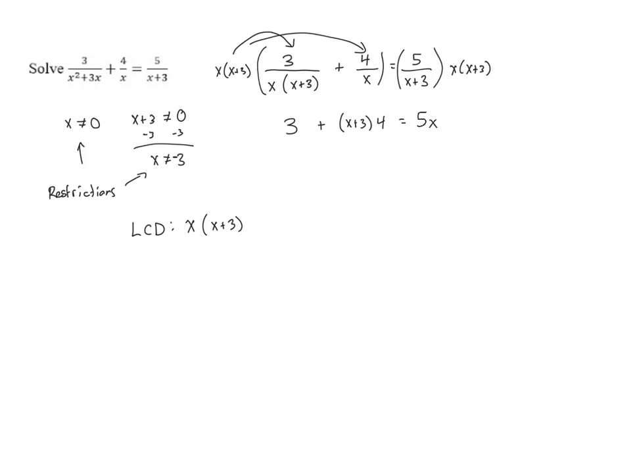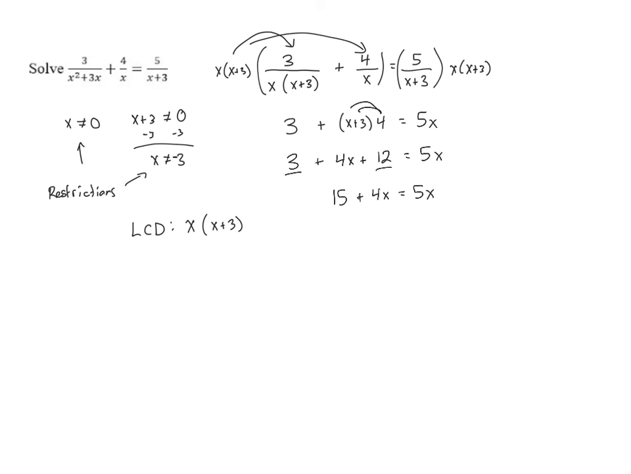We can distribute that 4 on the left-hand side. So we've got the 3 out front. 4 times x is 4x, plus 4 times 3 is 12. And then on the right, we have 5x. We can combine like terms on the left. 3 plus 12 is 15. So 15 plus 4x equals 5x.